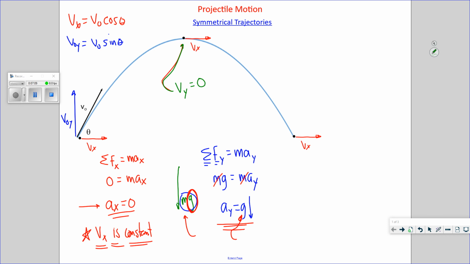Okay? So we could start to do things like say, well, how long did that take maybe to get to the top? Let's do that. Let's say time to the top. All right, well, time to the top, here's what we can do. We can use a kinematics equation that says this. V final is V initial plus AT.